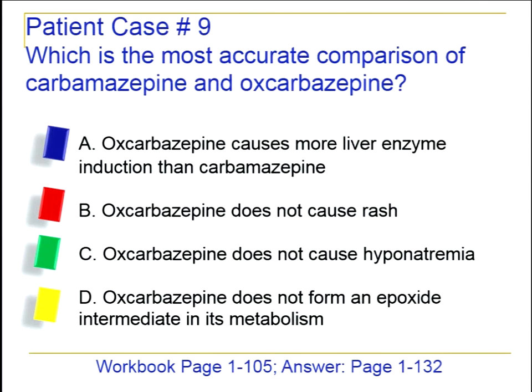Is it A, oxcarbazepine causes more liver enzyme induction than carbamazepine? B, oxcarbazepine does not cause a rash. C, oxcarbazepine does not cause hyponatremia. Or D, oxcarbazepine does not form an epoxide intermediate in its metabolism. Clearly, oxcarb is close in some of your minds. Yes, so it's D. There is no epoxide intermediate in the metabolism.